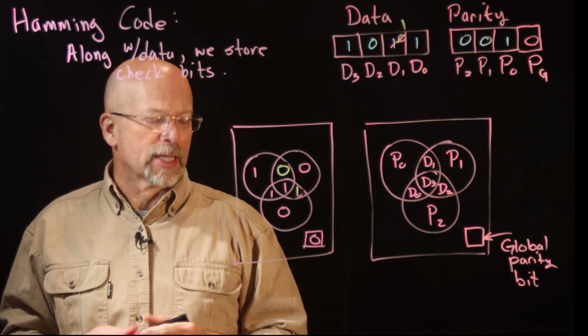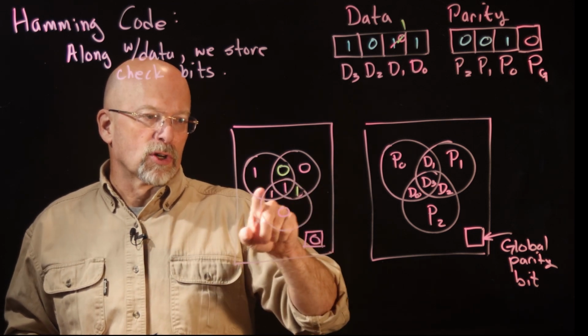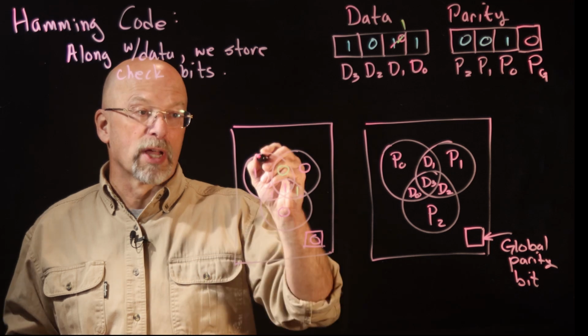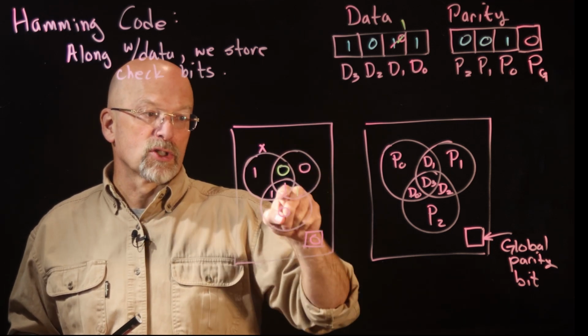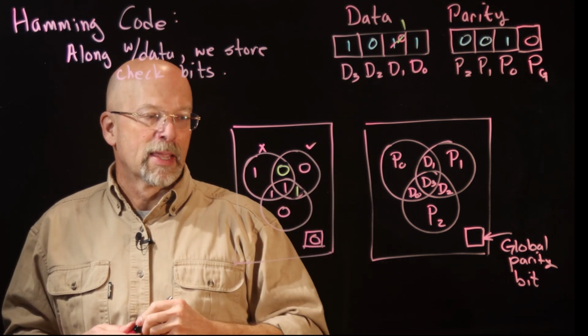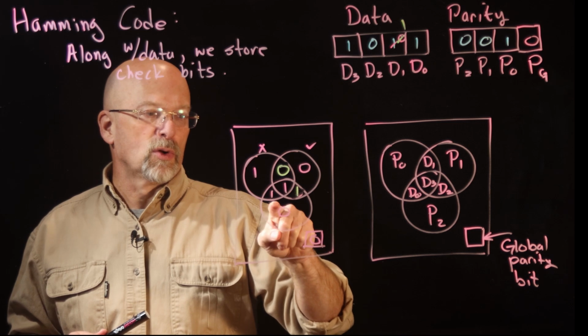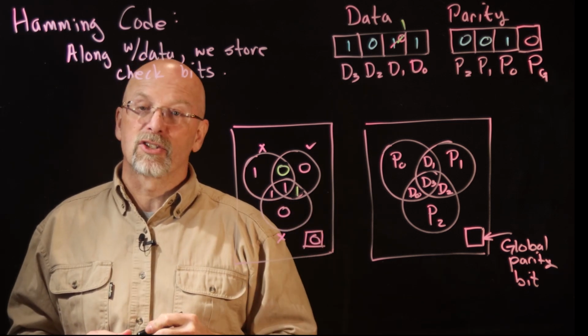So, can we fix it? Well, let's see. If I count the number of 1s in this circle, I've got an odd number. So something is wrong in that circle. I count the number of 1s in this circle, it's an even number. So this circle is okay. The number of 1s in this circle, 1, 2, 3, that's an odd number. So the problem is in this circle.